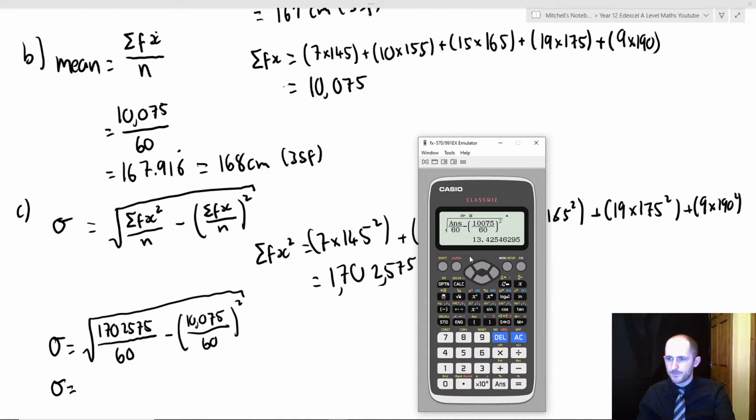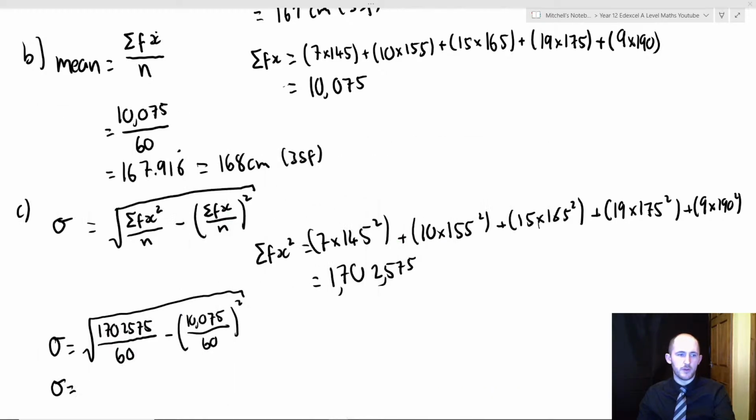Okay. That gives me 13.4 to 3 significant figures. Hopefully that makes some amount of sense. You can technically give this units.